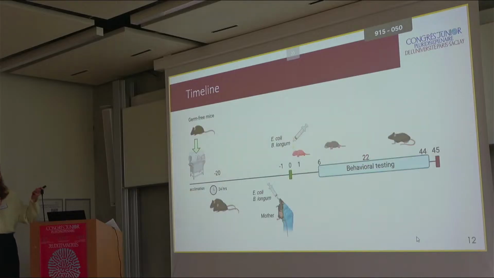So how do we do this? We begin with germ-free mice that have no microbiota, and we perform all work in these sterile boxes called isolators. We couple mice for a period of 24 hours, which allows us to predict the expected date of birth, and we then introduce the bacteria to the mothers 1 day before birth and shower the mouse pups with the bacteria 1 day after birth. We perform all of our behavioral tests between postnatal days 6 and 44.